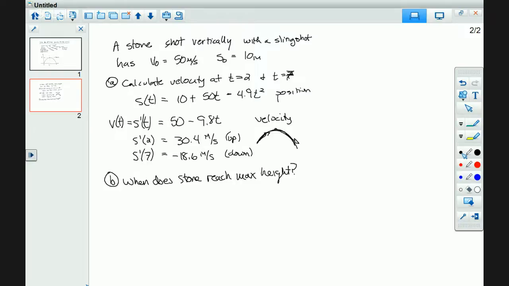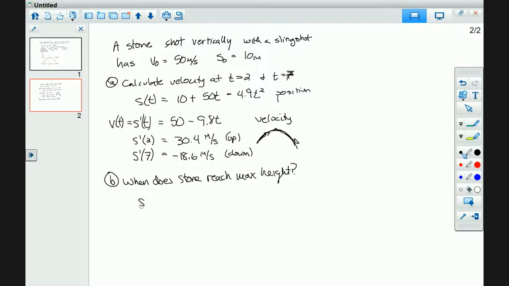Alex? On the top one, it's 4.9 t squared. So we put 5.1. How do you know it's 5.1? That's what I'm trying to ask you. How do you get that number? What happens when you get a max height? The slope is 0. So what can I do?